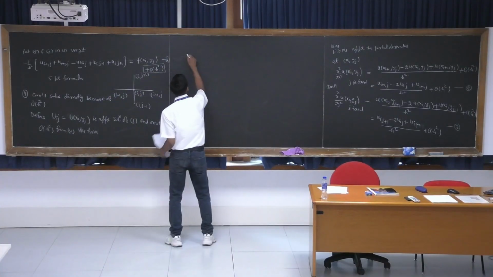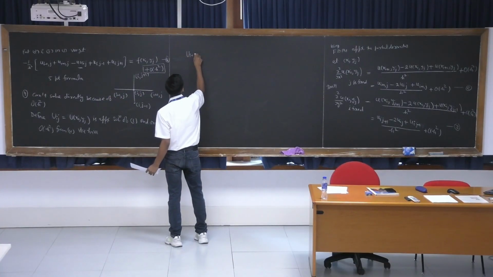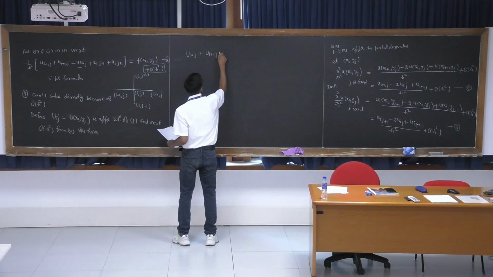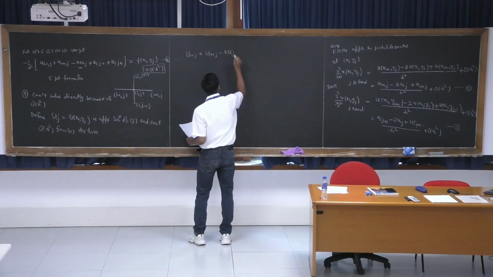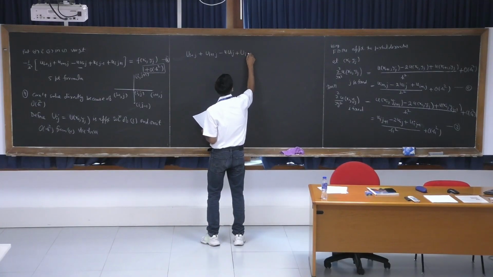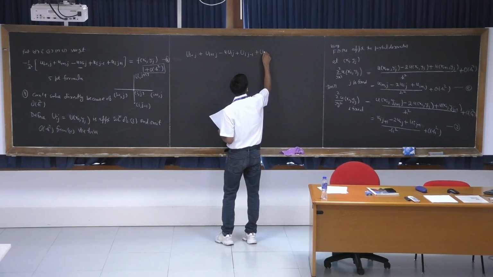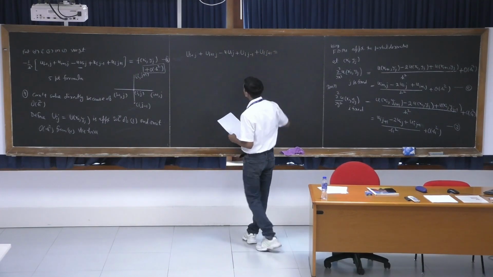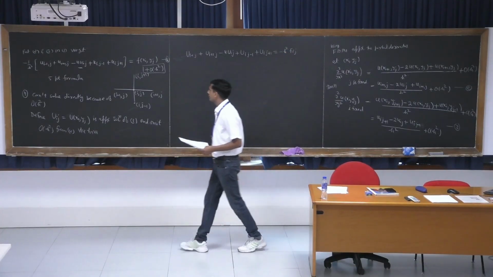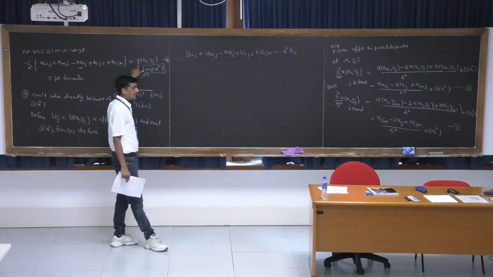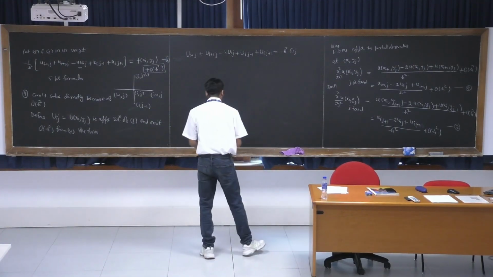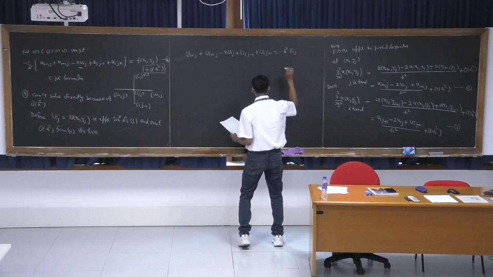So this becomes capital U_i-1,j plus U_i+1,j minus 4U_i,j plus U_i,j-1 plus U_i,j+1 equals minus h squared f of this. I am writing this as f_ij, meaning f of x_i and y_j. This is fine. So now apply the boundary condition.